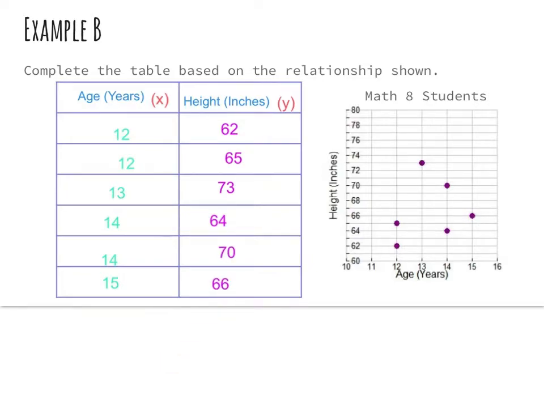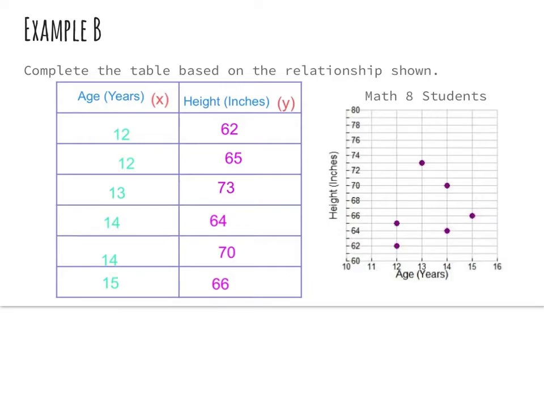So notice I took all of the data from my graph and I put it on a table. The data didn't change. I didn't change what was represented. What I changed is the way that it was shown. So both are the same relationship, just shown a different way.